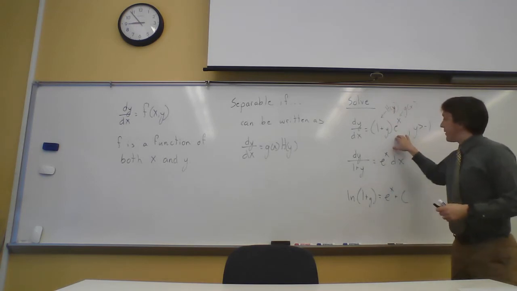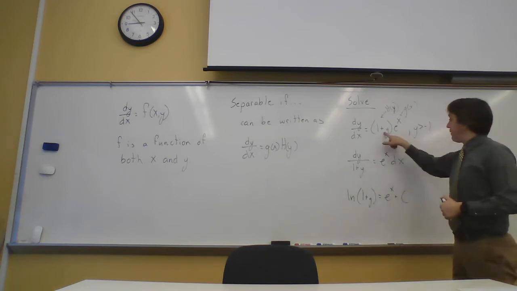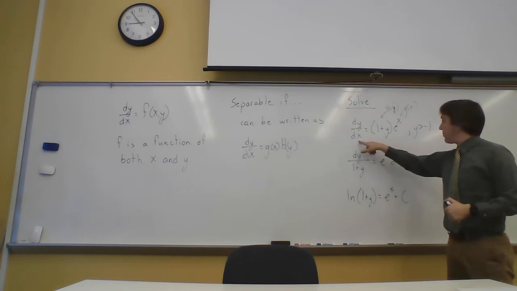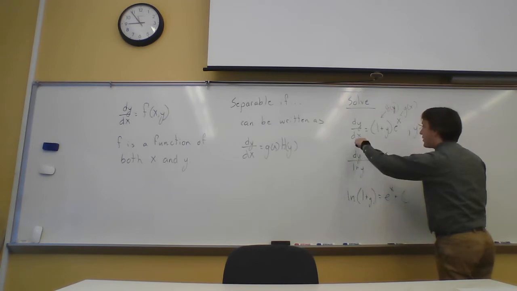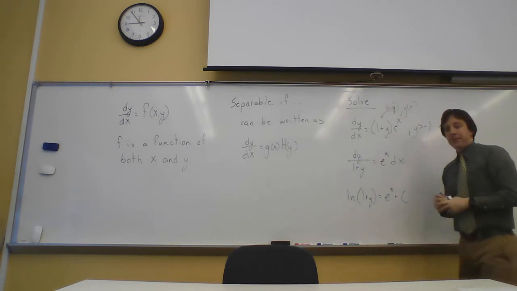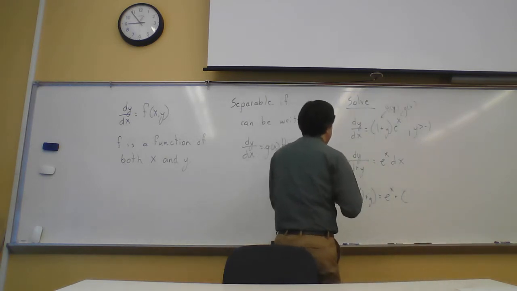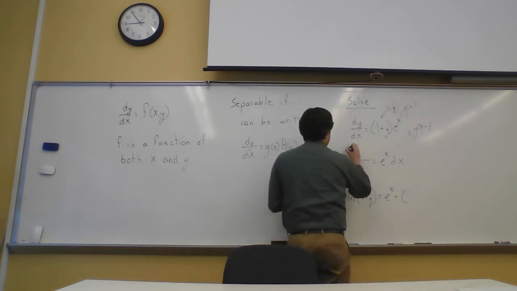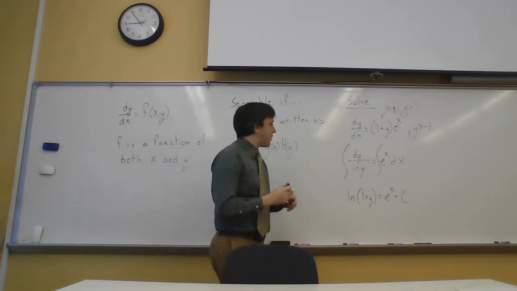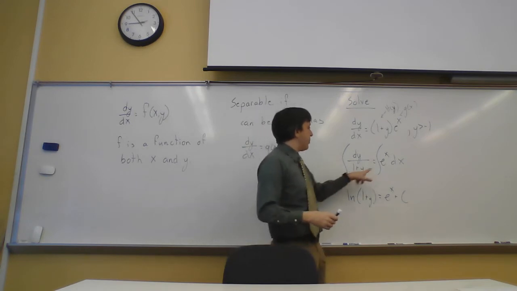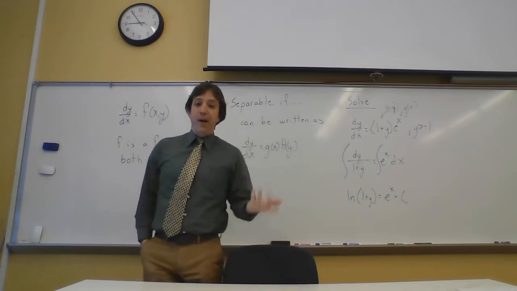So to solve this, I want to move all the y's to one side and all the x's to the other. So I divide both sides by 1 plus y and multiply both sides by dx. So I bring the 1 plus y to the bottom of this fraction, and the dx multiplies and moves over. Well, what that does for us then is it allows us to now integrate both sides. Because now we just have one variable on the inside of both sides.